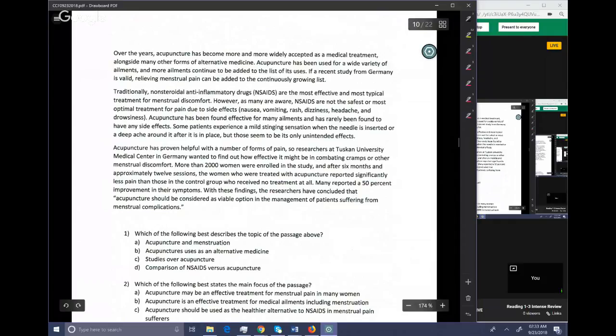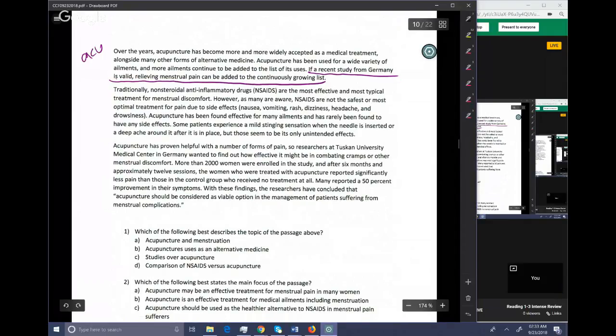So from the intro paragraph, the main idea that you got was, if a recent study from Germany is valid, relieving menstrual pain could be added to a list of acupuncture benefits. So this would be hard to fit over here, but essentially acupuncture may be a method of relief for menstrual cramps or menstrual symptoms, I think is what they say. Menstrual pain. So acupuncture for menstrual pain seems to be the upcoming main idea.